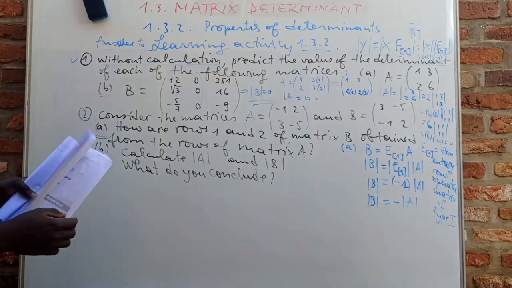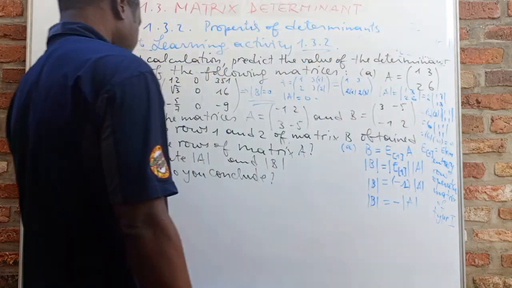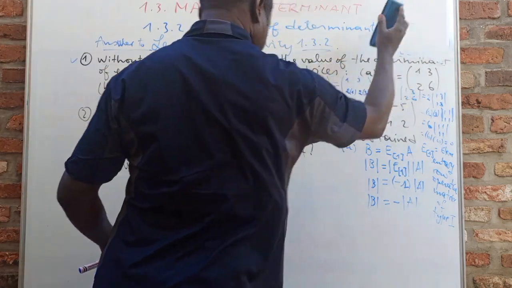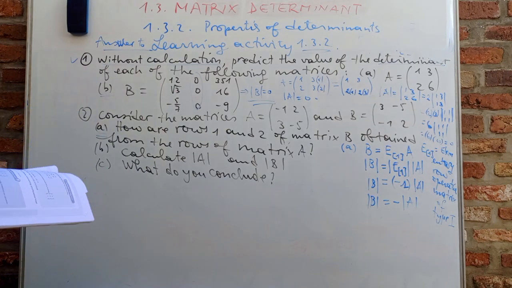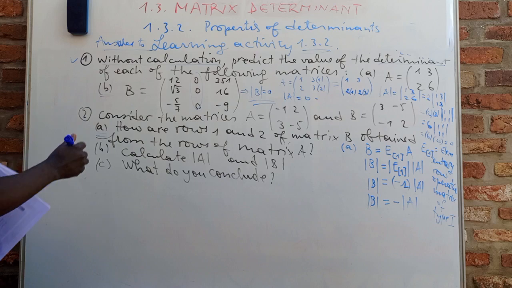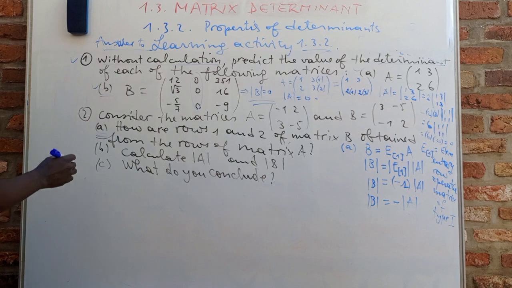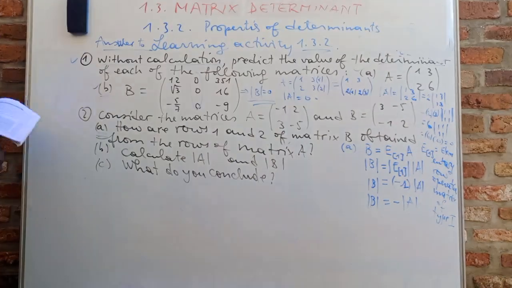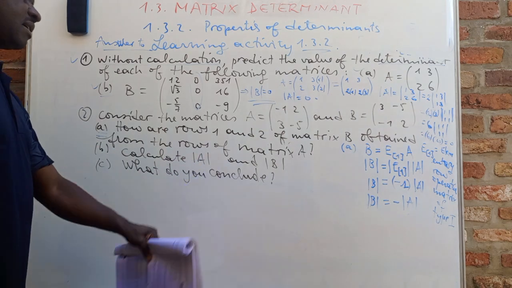Okay. Now, we didn't have this question in question 1, so we have this one. Now next, let us talk about question number 2, because everything here is done. Let us now talk about sub-question B: calculate determinant A and determinant B.